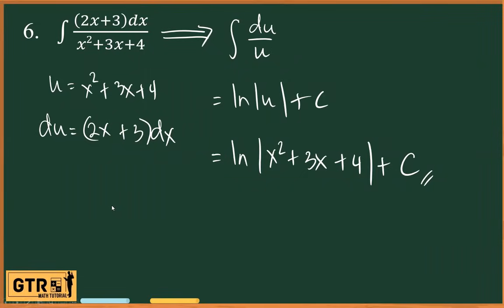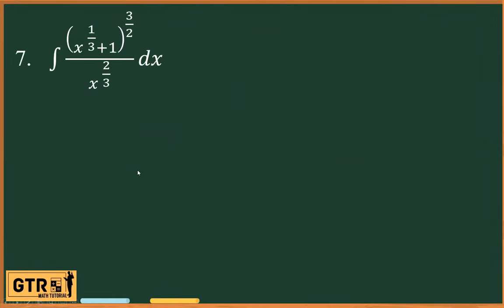Okay, next, number 7. We have the integral of (x^(1/3) + 1)^(3/2) over x^(2/3), dx. So again, 1/3 and 2/3 are exponents.